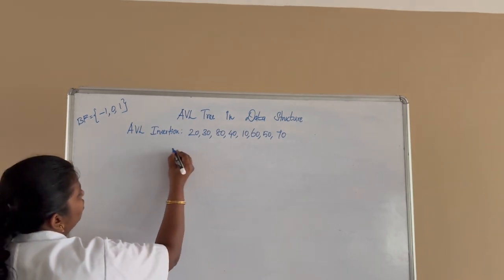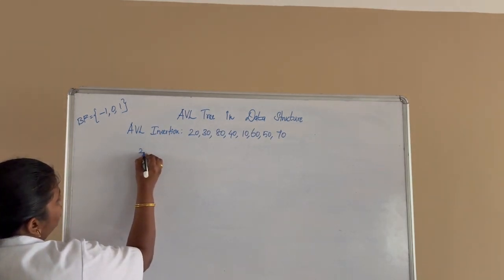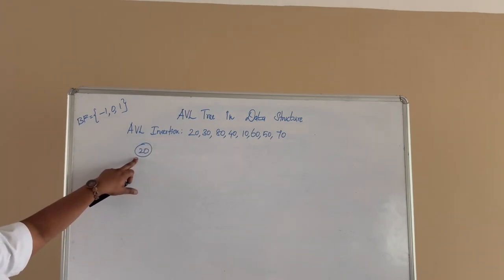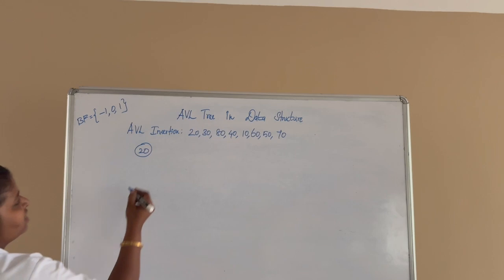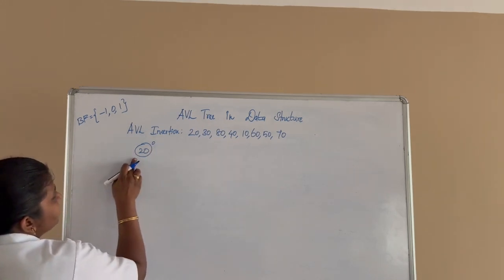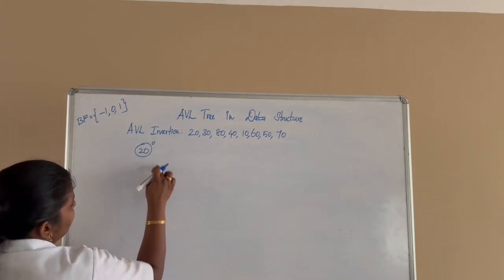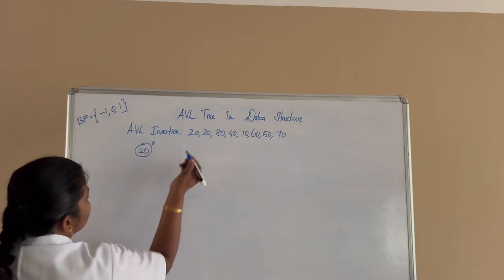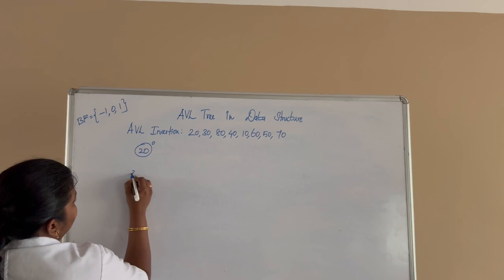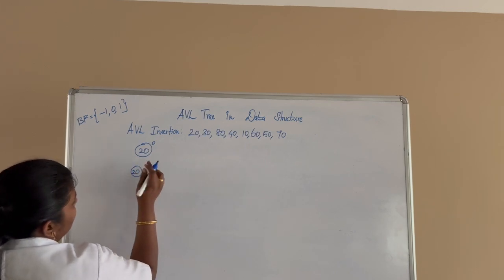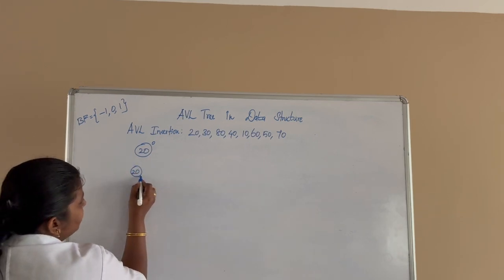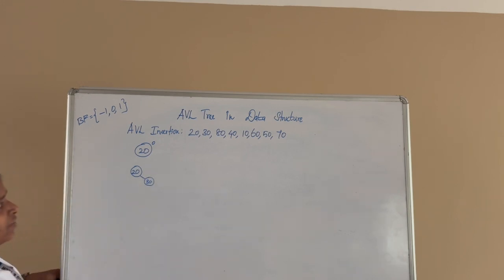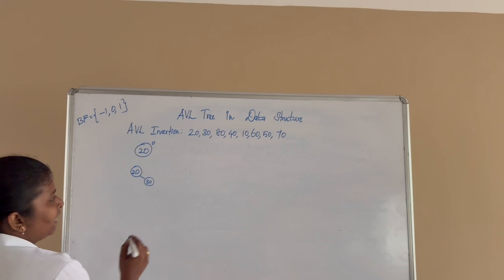So the first node will be obviously the root node. For the initial only one node, the root node, the balance factor will be 0 because there is no left subtree, there is no right subtree. For inserting the next element 30, we have to check it with the root node. It is greater than the root node, so it is inserted towards the right subtree. Now we have to check the balance factor.